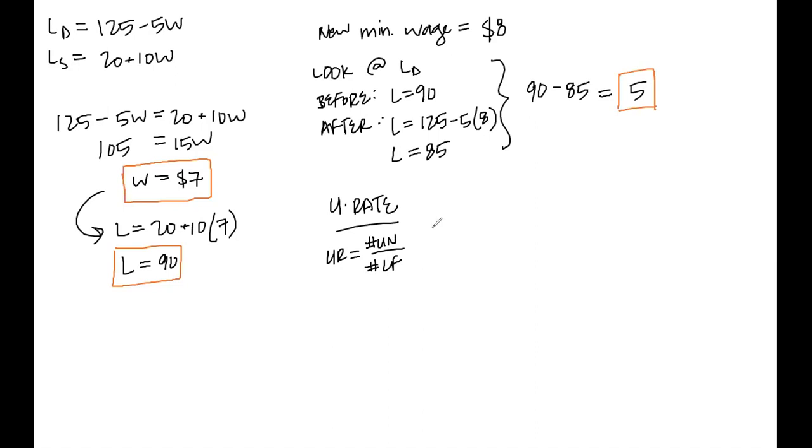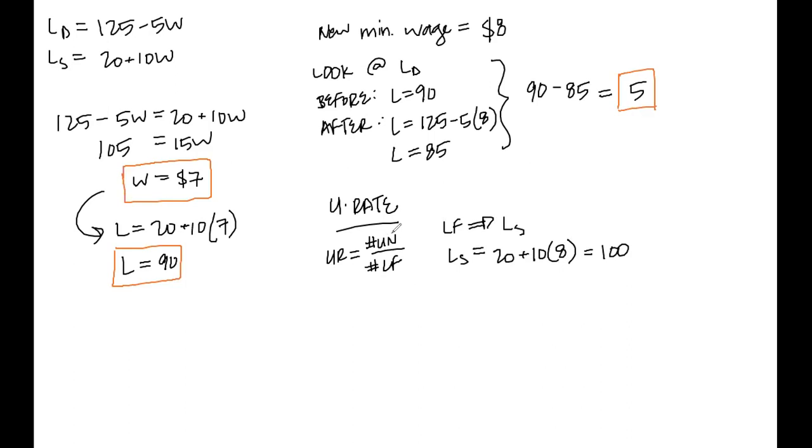So I'm going to start with the labor force. The labor force is like our labor supply because it's the total amount of people willing to work, the total amount of people in the labor force. So to find this labor force, we just have to plug our minimum wage into the labor supply equation to see how many people are willing to work at a wage of $8. So we have labor supply equals 20 plus 10 times 8. And we can easily see that 20 plus 80 is 100. So we know that 100 people are in the labor force for this problem.